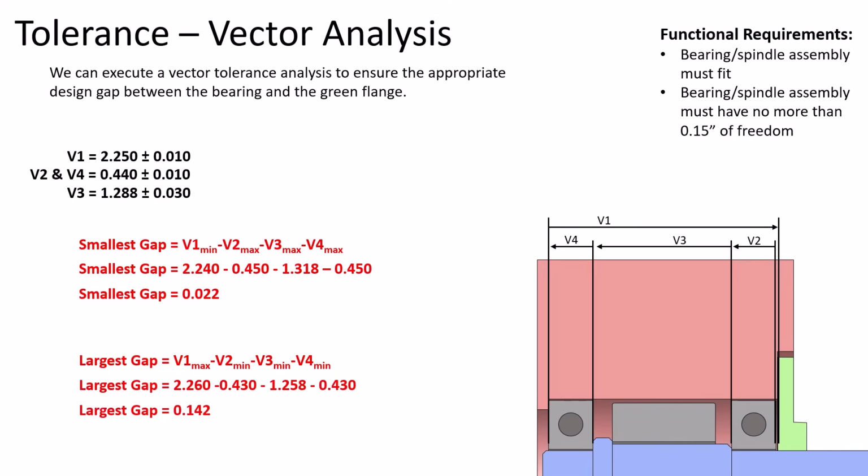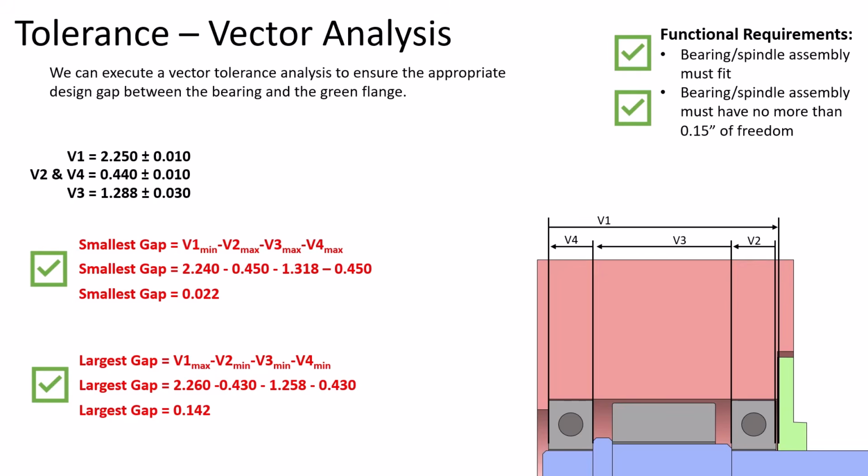Now we can check these two values and make sure that we've met our functional requirements. And we have a positive gap, meaning things will assemble worst case scenario and have a worst case scenario smallest gap of 0.022. And we also know that we won't have any more freedom or slop in our assembly than 0.150 because our largest gap was 0.142.